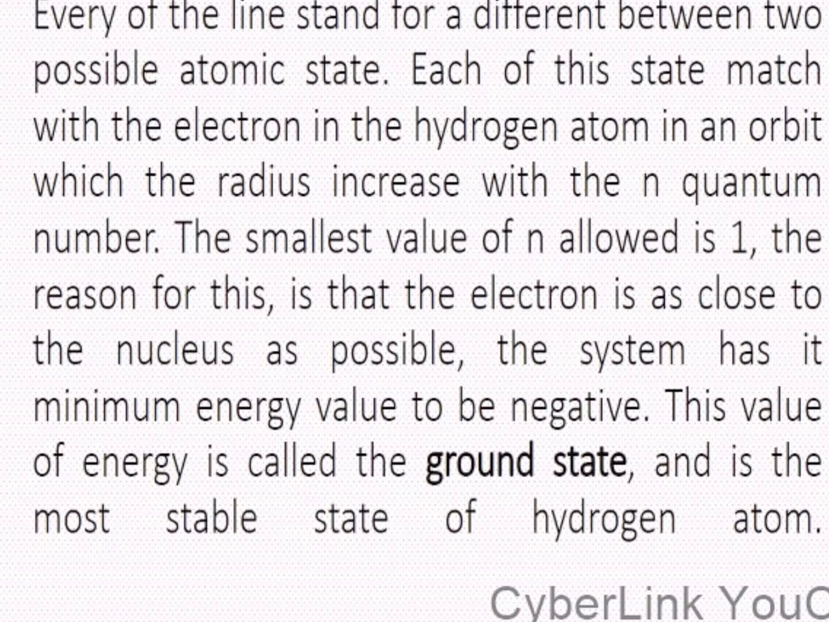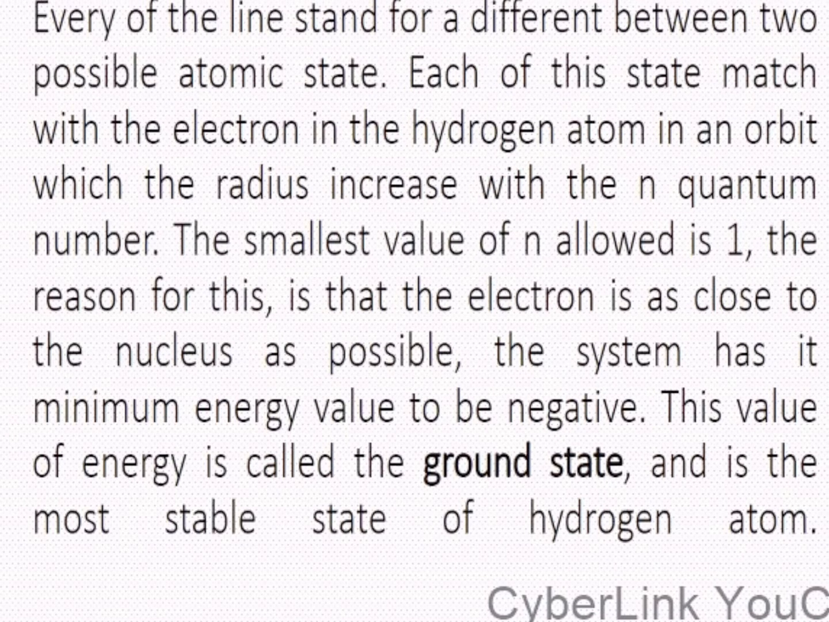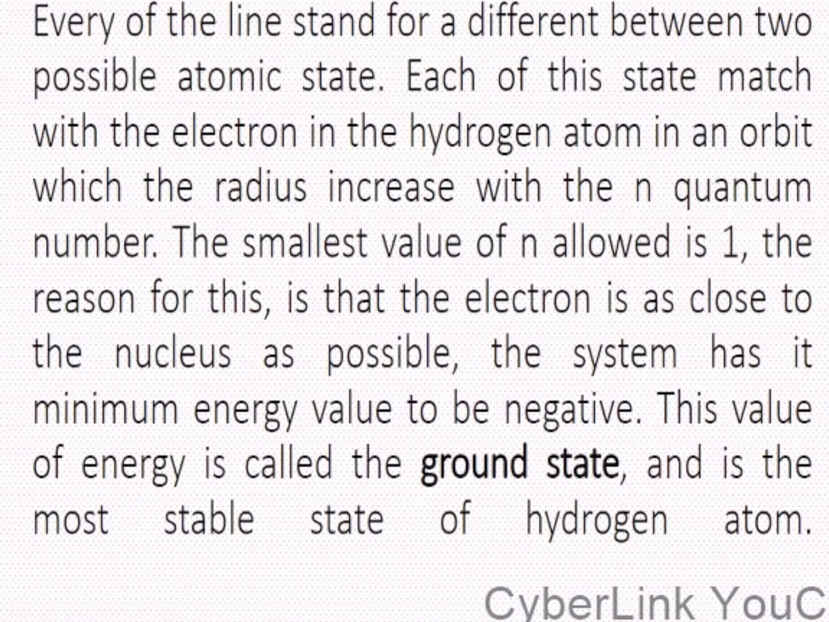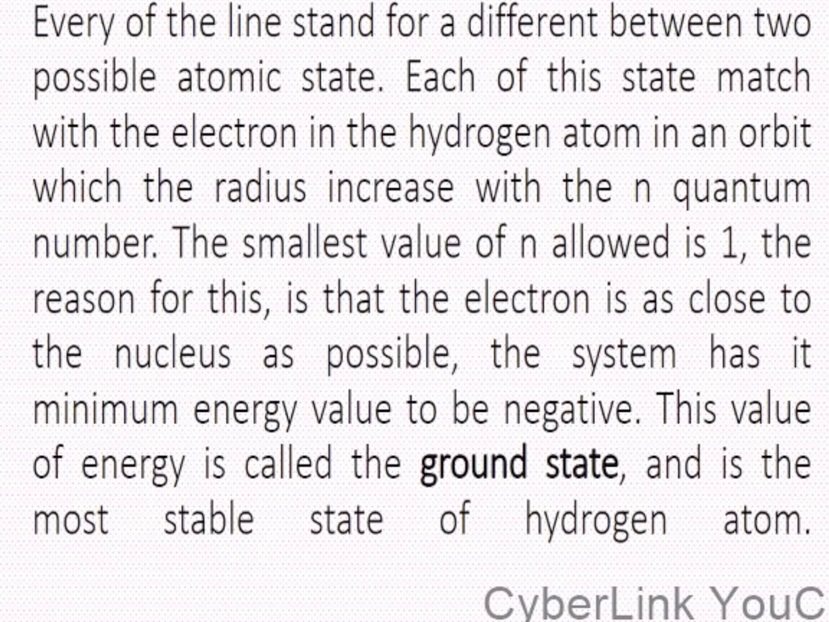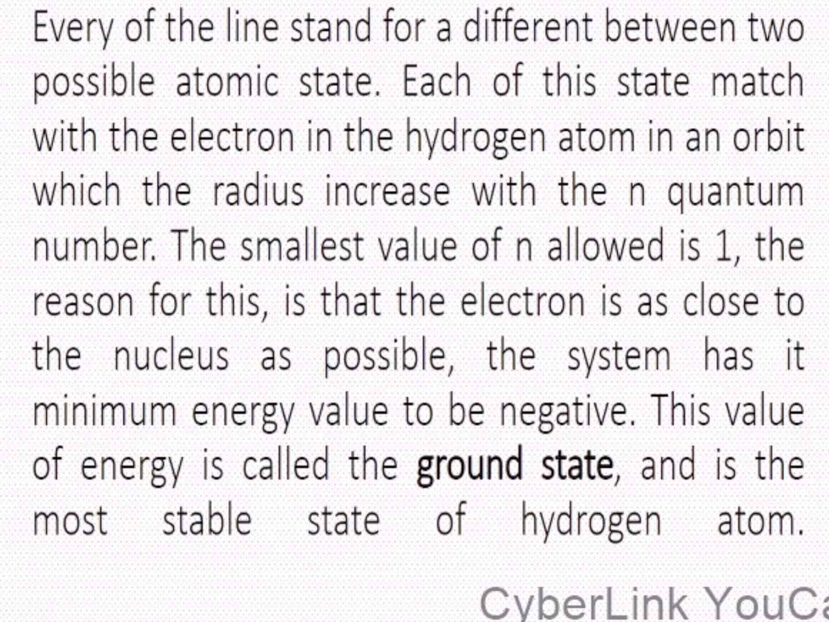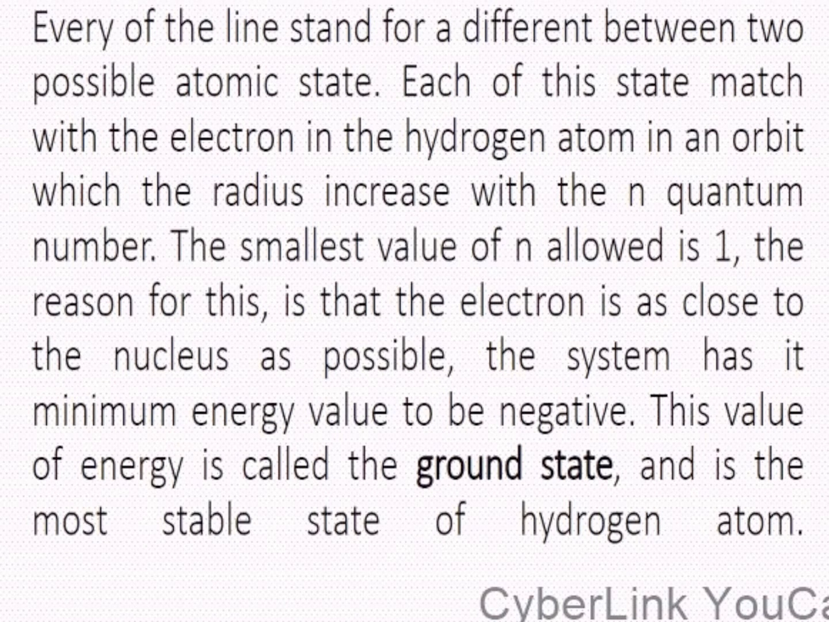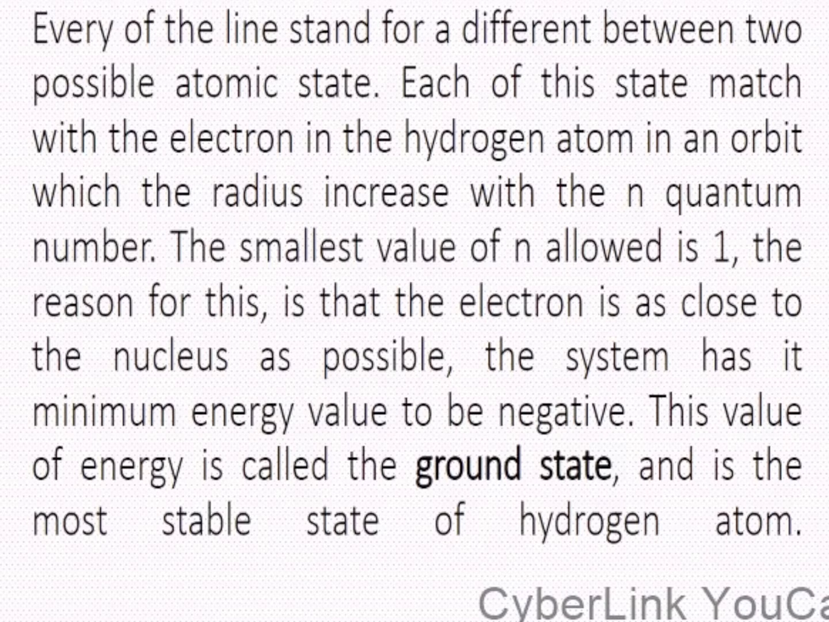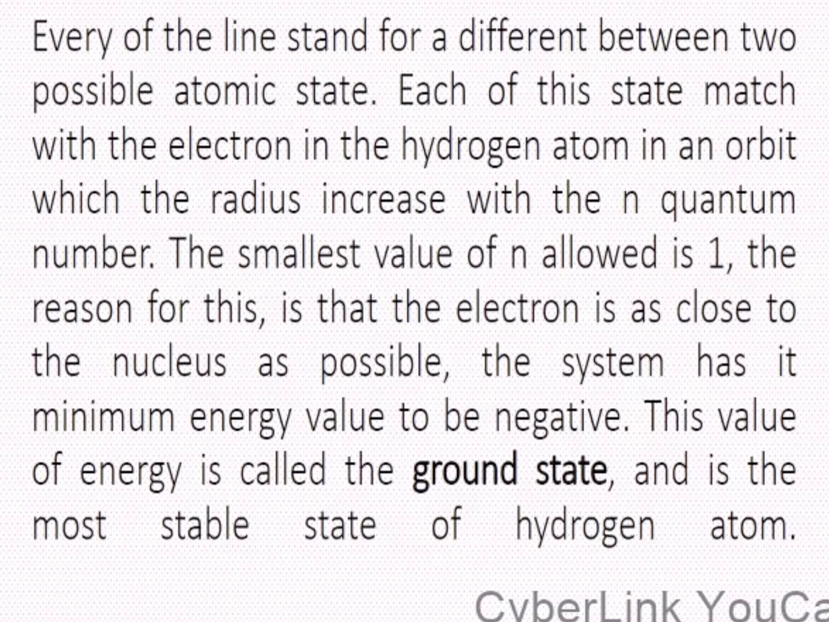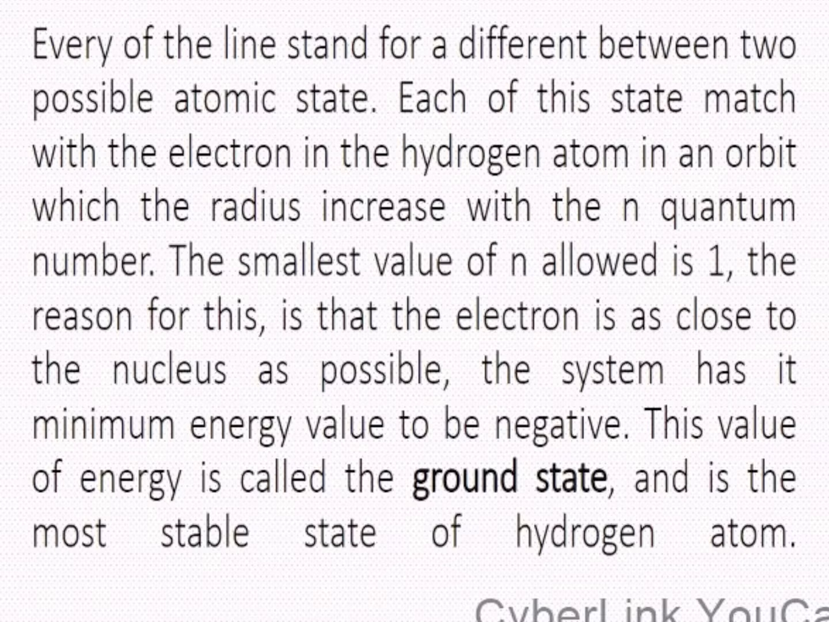Every line stands for a difference between two possible atomic states. Each of these states corresponds to an electron in the hydrogen atom in an orbit whose radius increases with the quantum number n. The smallest value of n allowed is 1. The reason is that the electron is as close to the nucleus as possible, so the system has its minimum energy value, which is negative. This value of energy is called the ground state and is the most stable state of the hydrogen atom.